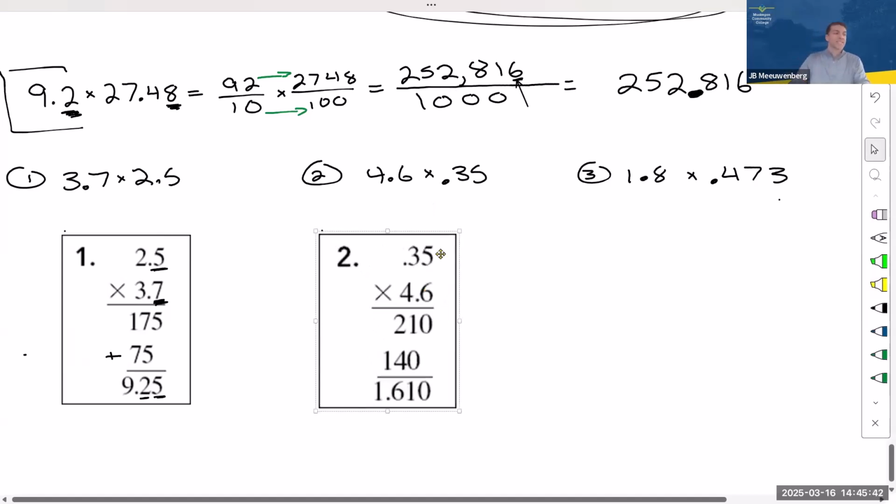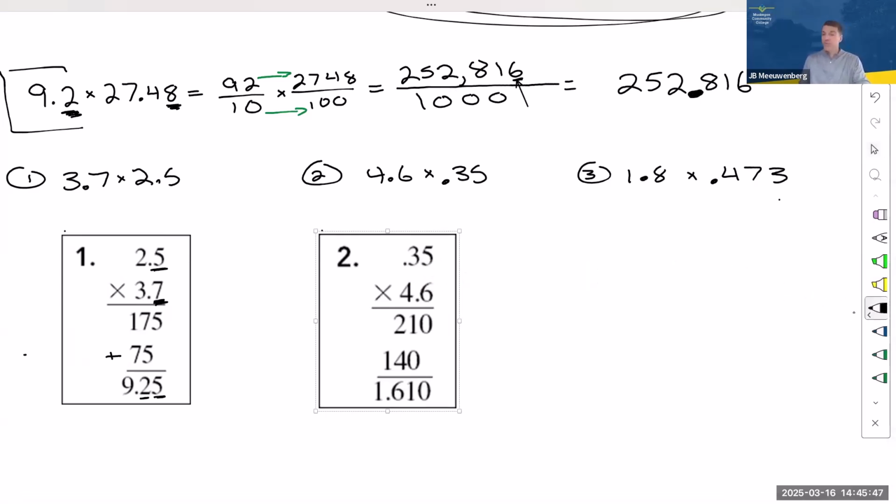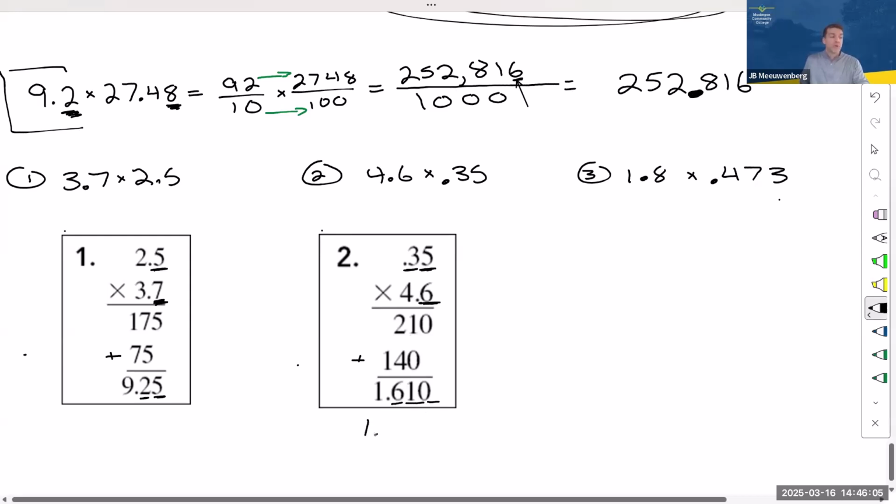The next one is going to look like this. 0.35 times 4.6. Now, maybe you had these in the other order. It doesn't really matter what order you put them in. You should end up with these partial products, and when you add them, you get 1610. When you look at the original problem, we had two decimal places here, one here. That's a total of 3. So we need 3 in our answer, 1, 2, 3. Now, maybe you even rewrote it as 1.61, 1 and 61 hundredths. That's the same value as 1 and 610 thousandths. Either one would be fine.